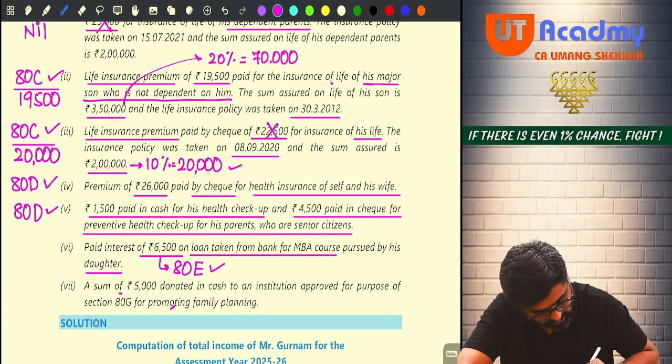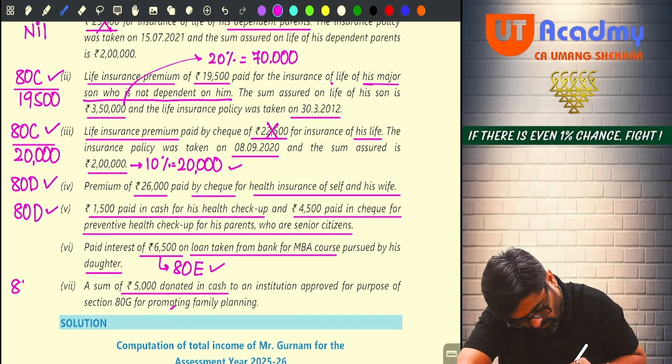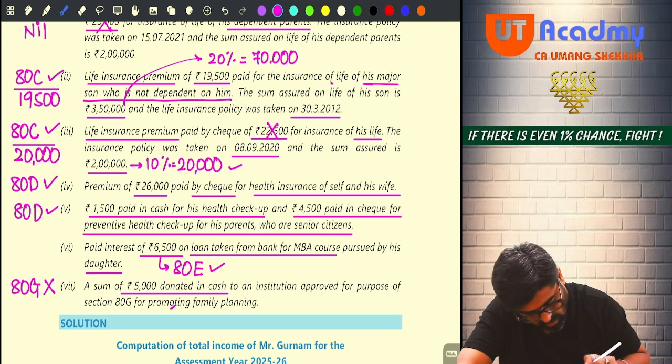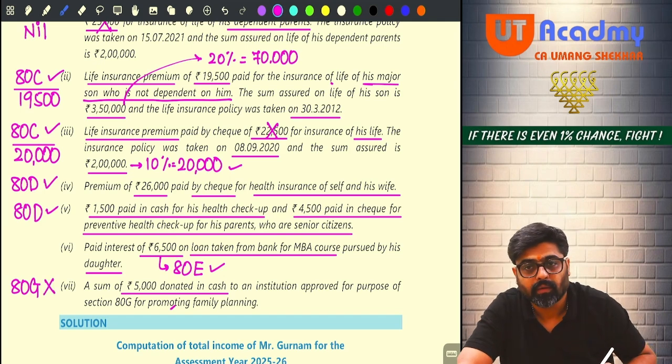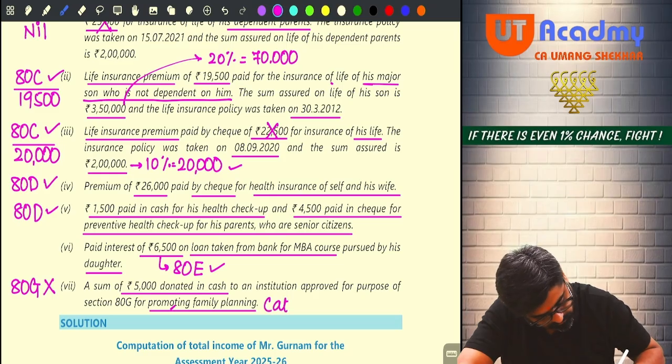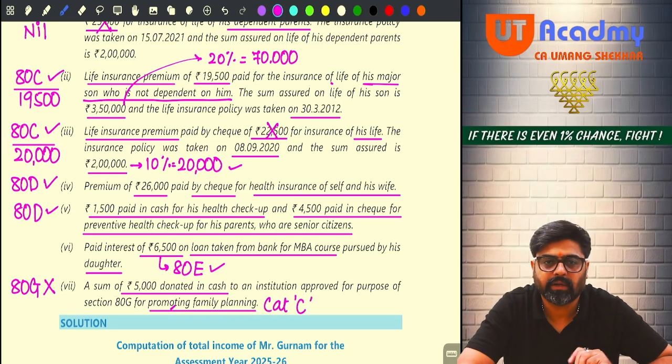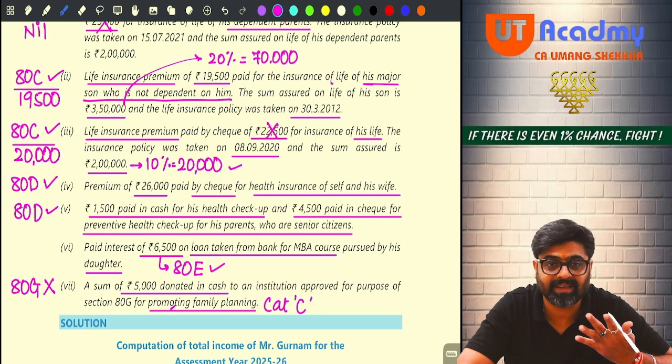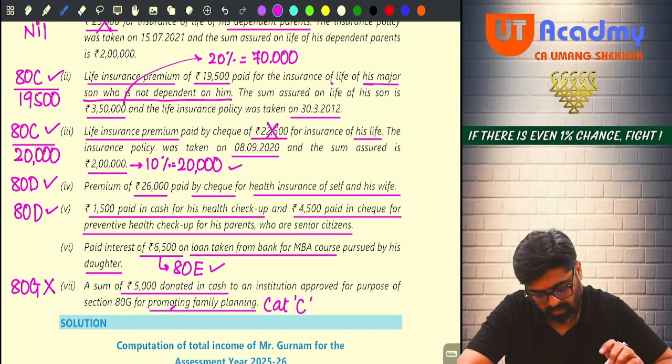A sum of rupees 5,000 donated in cash. Gone. 80G cannot be claimed now because the amount is more than 2,000 and it is paid in cash. So even if it is paid for promoting family planning, even if it is category C, still it cannot be claimed as a deduction under 80G because the amount is more than 2,000. 5,000 is more than 2,000 and paid in cash. 80G will not be allowed. Getting my point? Now pay attention.